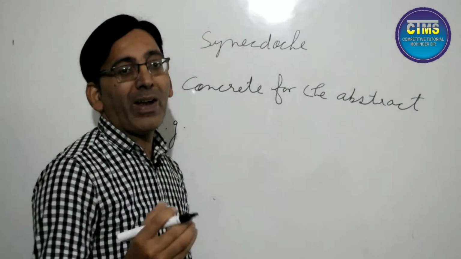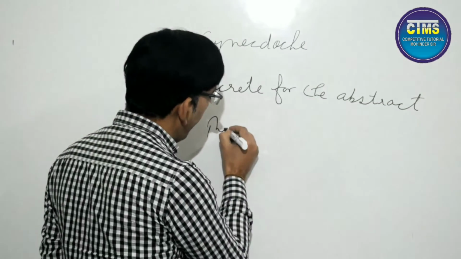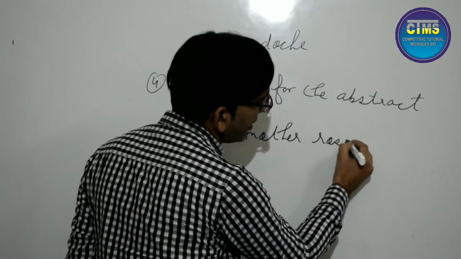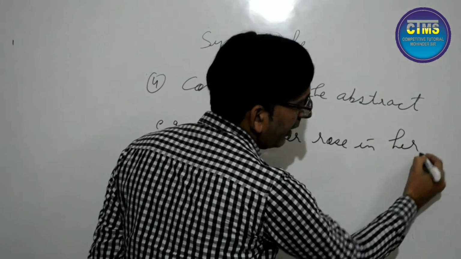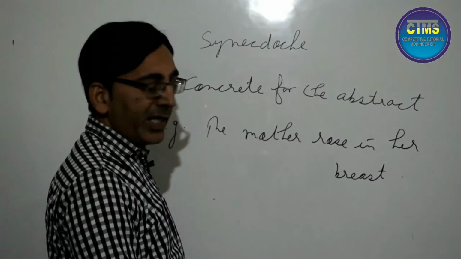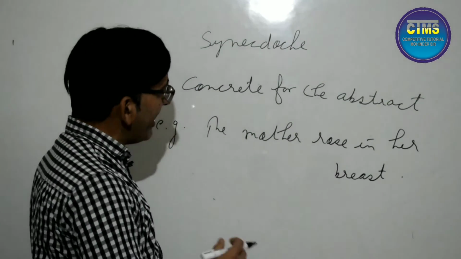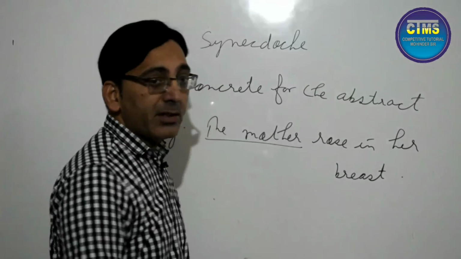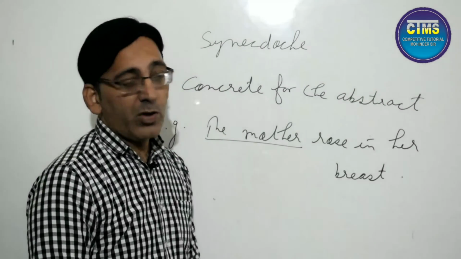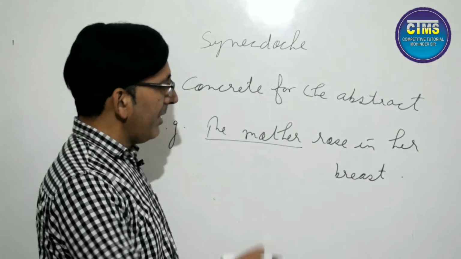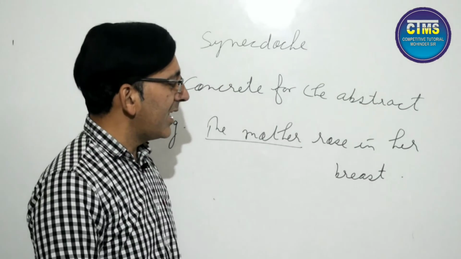I want to give you one example. For example, the mother rose in her breast. So where is the Synecdoche? Synecdoche is in this. That's a mother. Here mother is a common noun. But here we are using mother as an abstract noun. What's the meaning of this sentence? The mother rose in her breast.